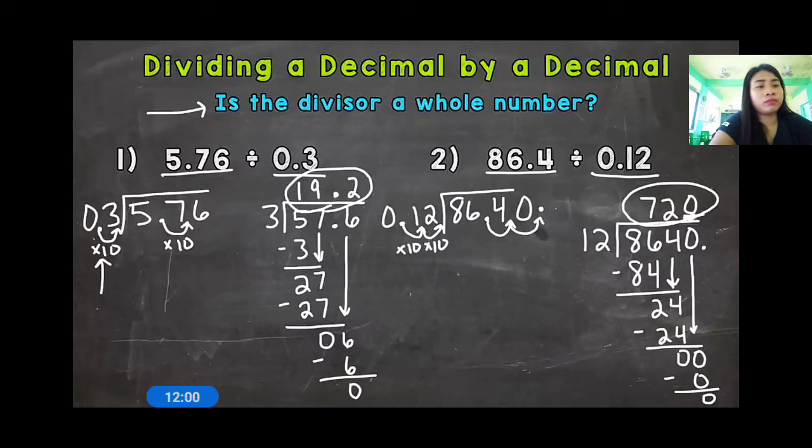So there you have it. There's how you divide a decimal by a decimal. Remember, is the divisor a whole number? If not, we need to multiply it by a power of 10 in order to make it a whole number. Whatever you do to the outside, you have to do to the inside. So whatever you do to the divisor, you have to do to the dividend. Then you can rewrite your problem, go through the division process, and that will bring you to the correct answer.